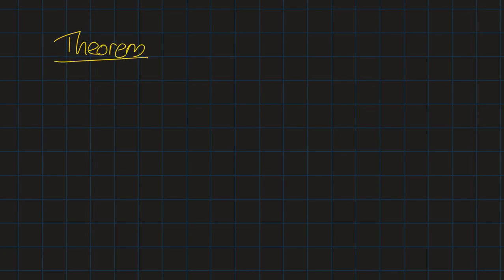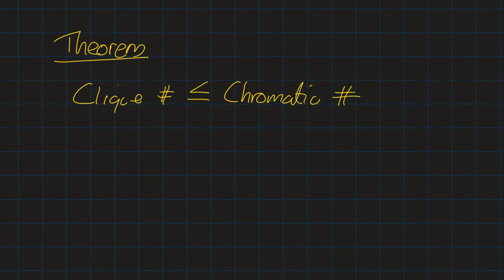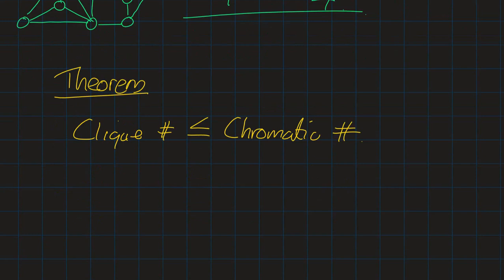It's a pretty straightforward theorem, and all it says is that for any graph, the clique number is less than or equal to the chromatic number. Okay? The clique number is less than or equal to the chromatic number. So there's this relationship between the size of the largest clique and the minimum number of colors needed to color a graph.